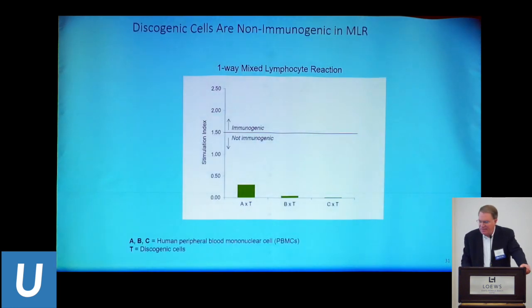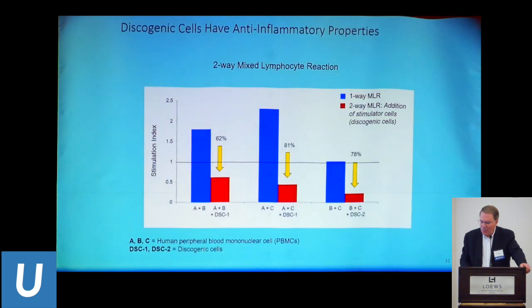So when we add discogenic cells to a mononuclear cell population from an unrelated animal, we see a mitigation of that graft versus host response. So speaking for the fact that these cells tamper down the immune reaction. And a way to assess whether or not your cell population is inherently inflammatory is to do a so-called two-way MLR.